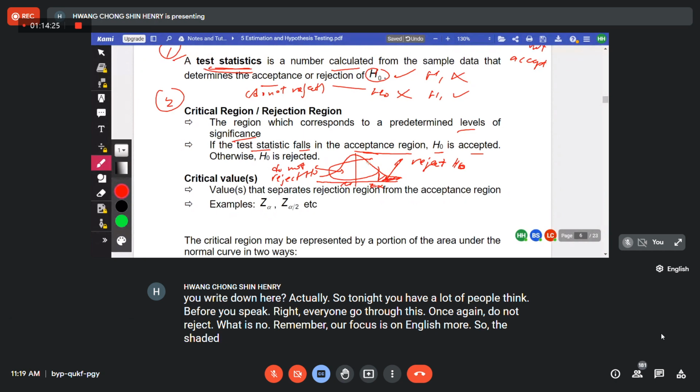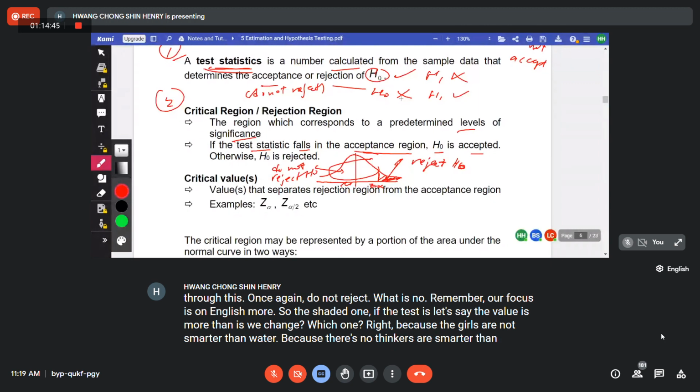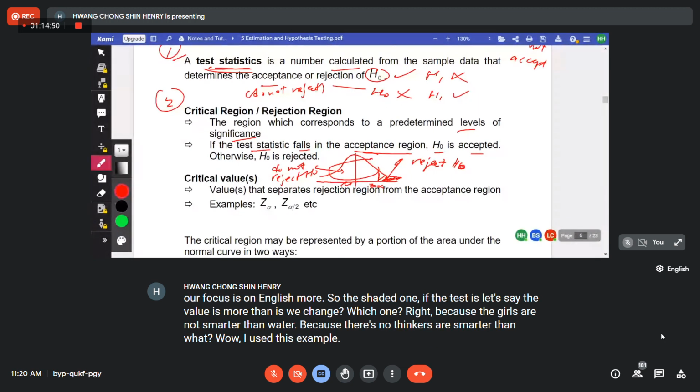So the shaded one, if the test statistic, let's say from the calculator, is more than this, reject H0. Reject H0 means what? H1 is correct already, right? Because we reject H0, H1 is correct already. So that means the girls are not smarter than boys, because H0 says girls are smarter than boys. I use this example.